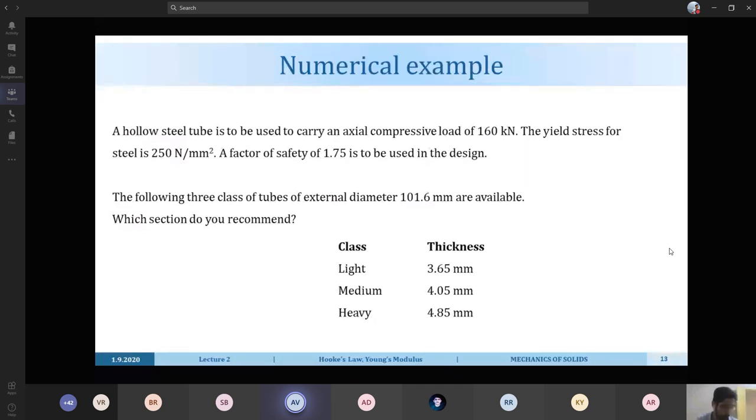Because once this steel tube is designed, it will be used to carry a maximum load of 160 kilonewton. So that should be the ultimate load. That should be the working load. No. 160 kilonewton is not the working load. 160 kilonewton is the maximum load the steel tube can carry.